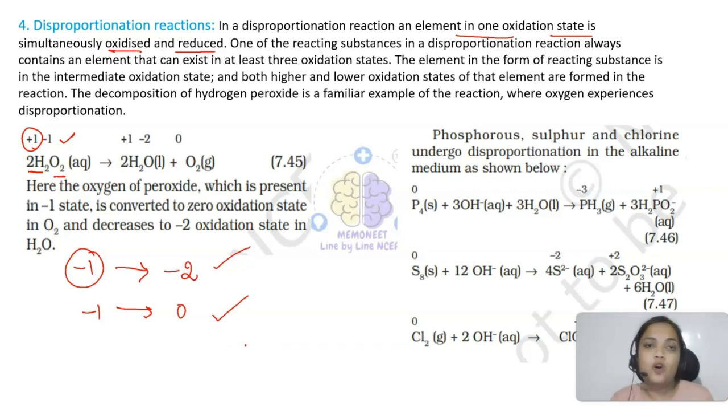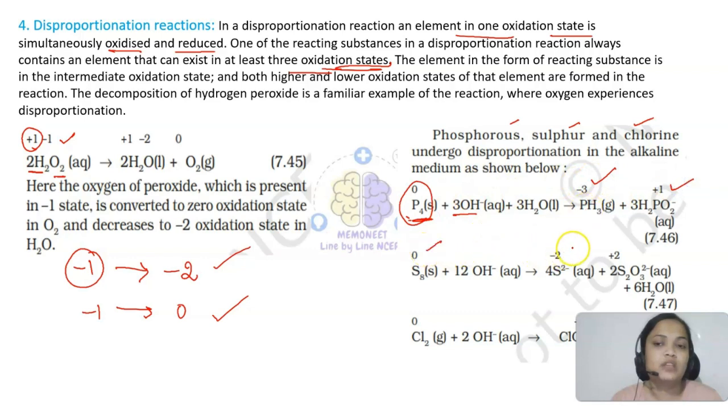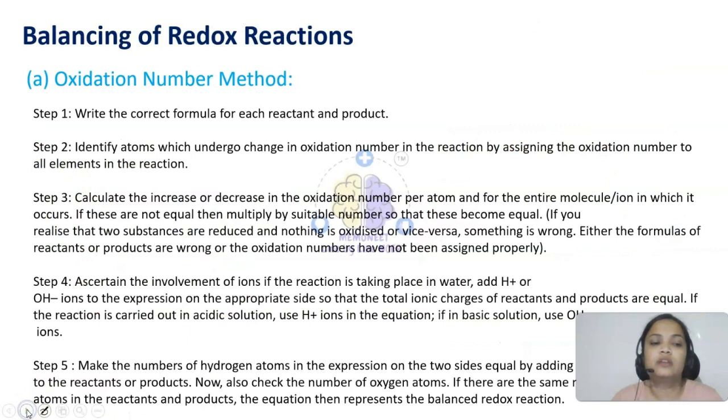So of course one of the reacting substances should exist in 3 oxidation states. अगर वो 3 oxidation state में exist कर सकता है तभी ये reaction होगा, right? Like in this case, you see phosphorus, sulfur, chlorine in alkaline medium, they undergo disproportionation. So phosphorus की oxidation state from 0, it is going to -3 and +1. For sulfur from 0 to -2 and +2. कम भी हो रही है, बढ़ भी रही है. And also for chlorine, +1 and -1. Okay. So this is what we have as disproportionation reaction.